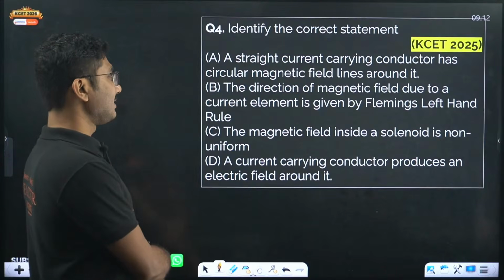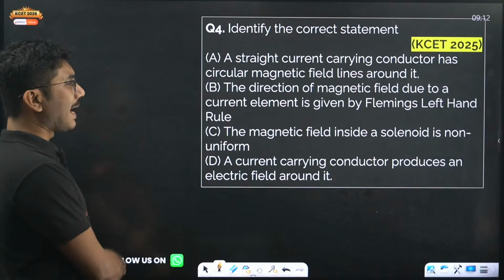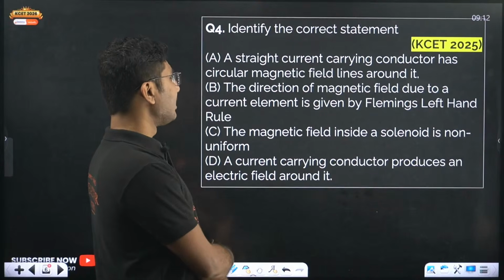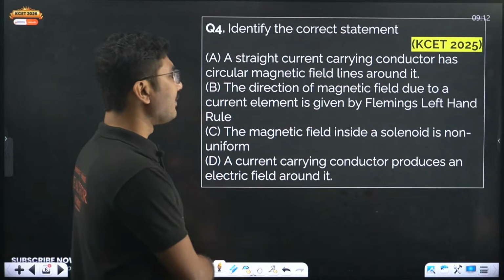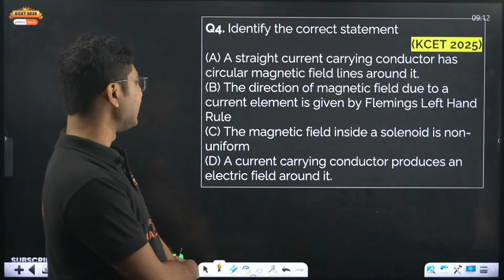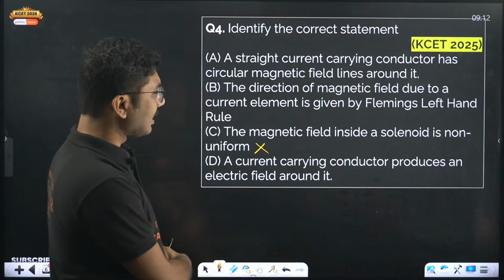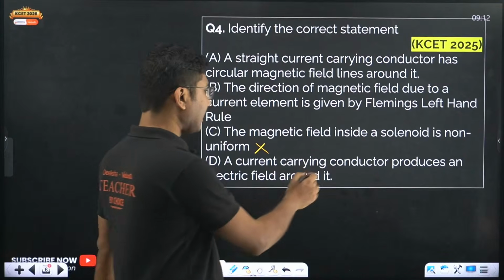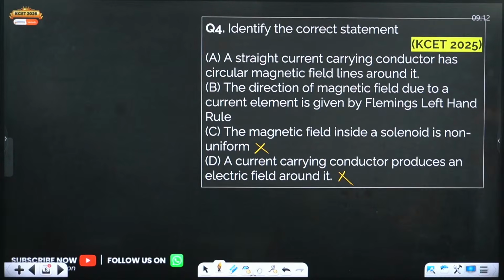Identify the correct statement. A straight current carrying conductor has circular magnetic field lines around it. The direction of magnetic field due to a current element is given by Fleming's left-hand rule. The magnetic field inside a solenoid is non-uniform, which is wrong. A current carrying conductor produces an electric field around it. A current carrying conductor does not produce any electric field.